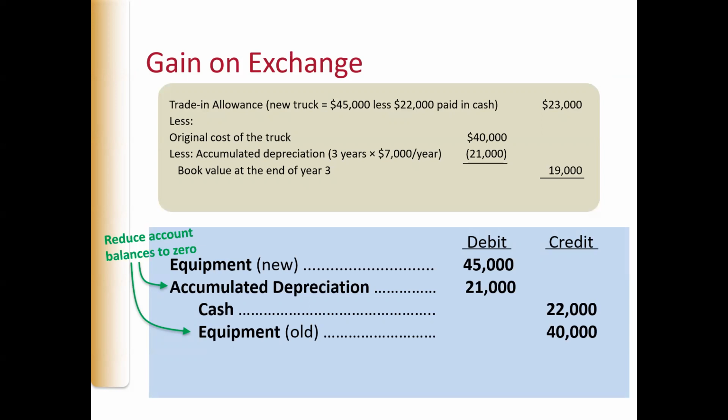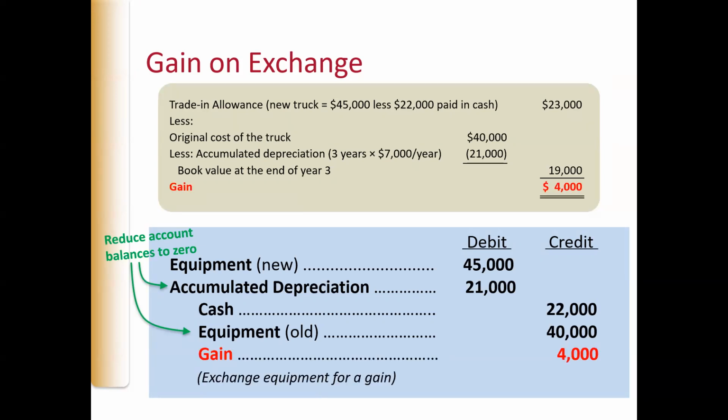If, based on this, we've got our truck less the $22,000 we paid in cash, shows our trade-in allowance was 23. Therefore, in this situation, we have a gain of 4,000. We want to get rid of our old truck. We want to get rid of the accumulated depreciation on it, show the cash we paid, show the new equipment, and as a result, in this scenario, we have a gain of $4,000.